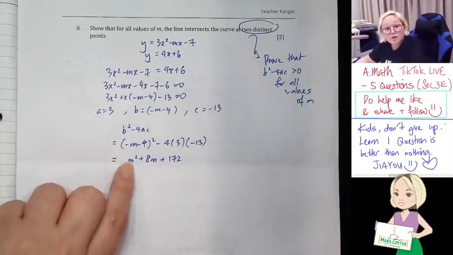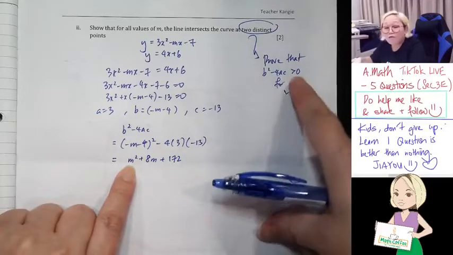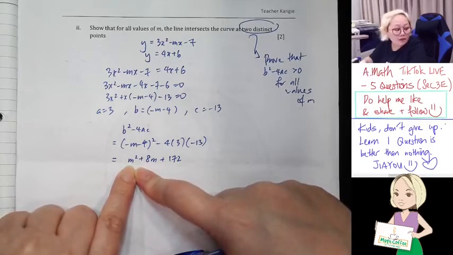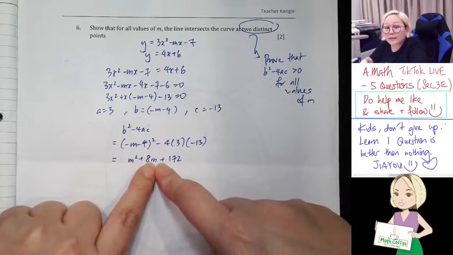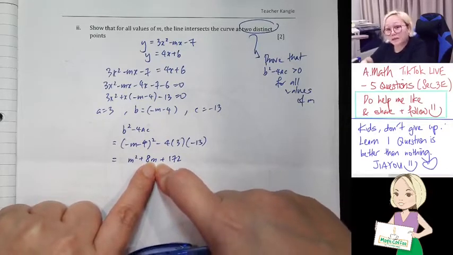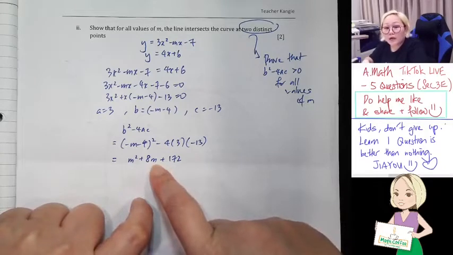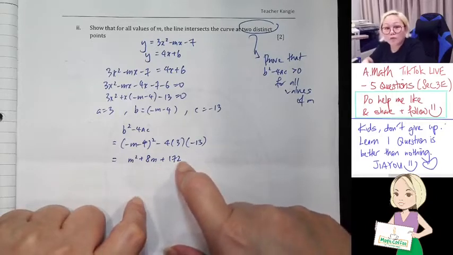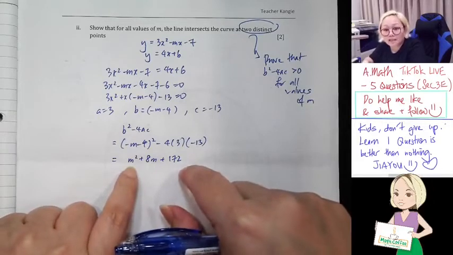Okay, this is not good enough. I know m squared, because they ask you to prove for all values of m, right? M squared will definitely give me more than 0. But my m, I don't know what it is. My m can be 0, my m can be negative, my m can be positive. So this m cannot confirm that this whole expression is positive yet. So please remember, every time they have this kind of question, you need to do completing the square.